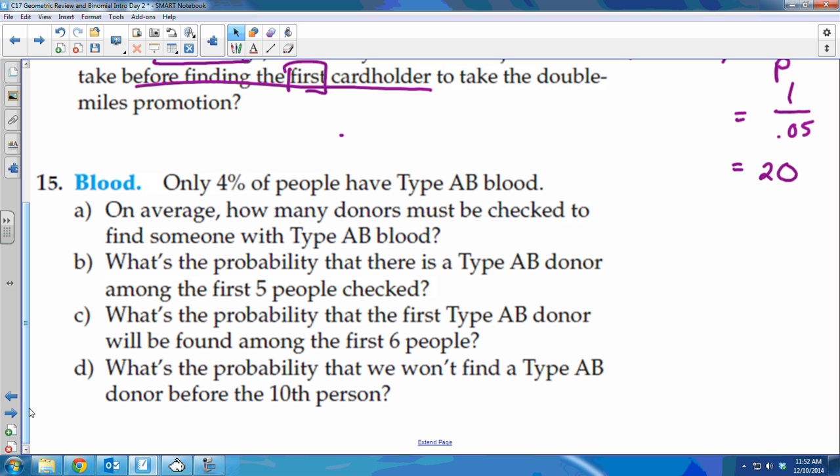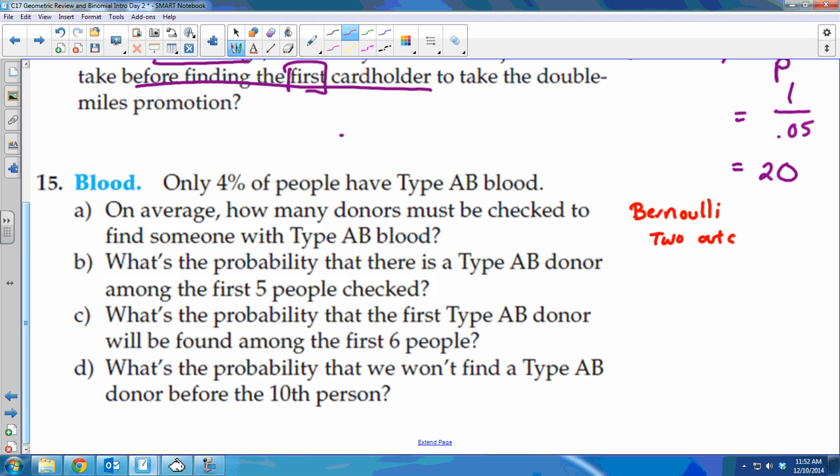So first, before we do any of these questions, we have Bernoulli trials. What do you have to have in a Bernoulli trial? Two outcomes. Yes, we have 4% of the AB people, so we can have AB or not.